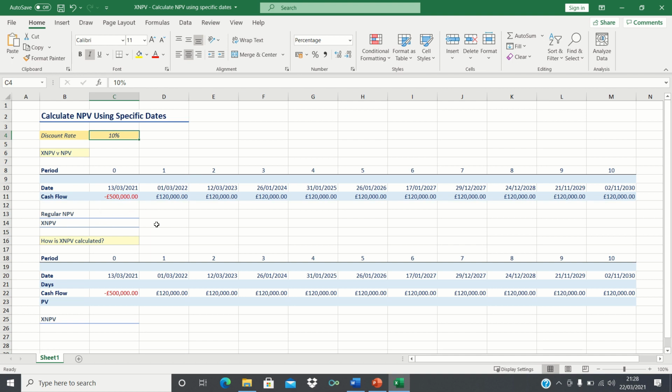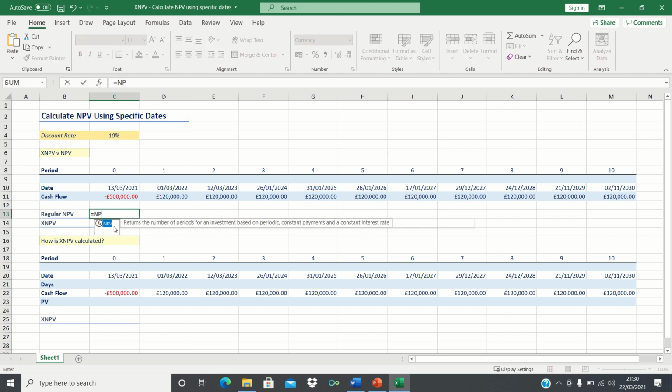In our example, we have a project with an initial investment of £500,000 today and subsequent cash flows of £120,000 across the next 10 periods. We're first going to calculate the NPV using the regular function in order to compare this with the XNPV output.